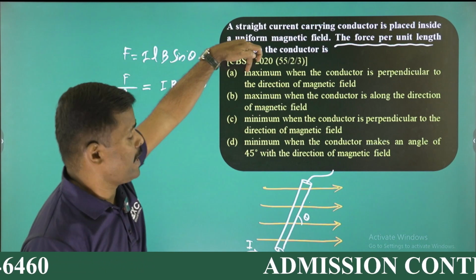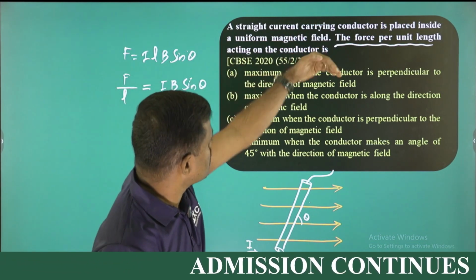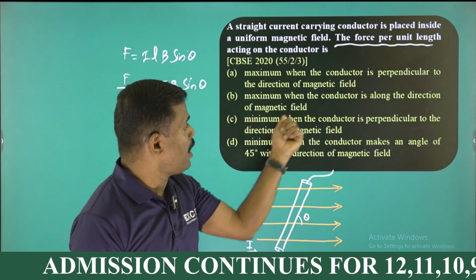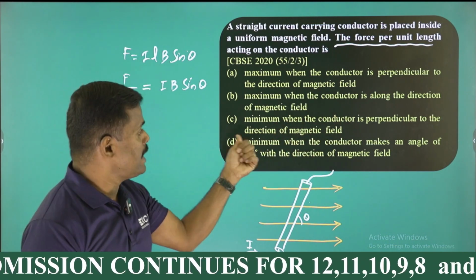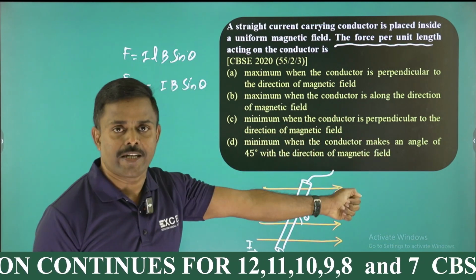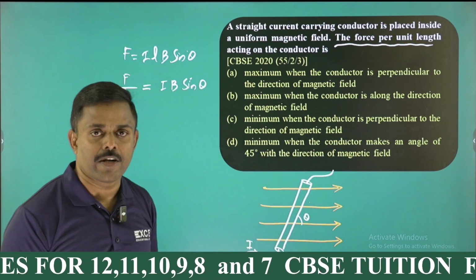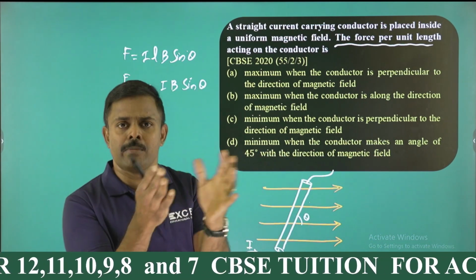See the options. Option A, maximum when the conductor is perpendicular to the direction of magnetic field. Maximum when the conductor is along the direction of magnetic field. Minimum when the conductor is perpendicular to the direction of magnetic field. Then minimum when the conductor makes an angle of 45 degrees to the direction of magnetic field. So they say maximum, minimum, maximum, minimum.